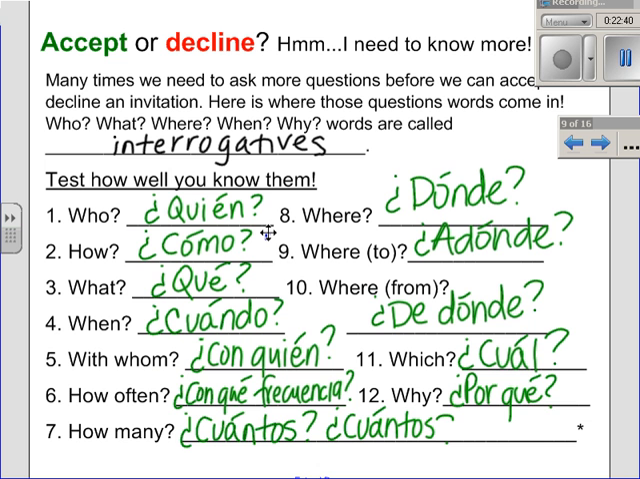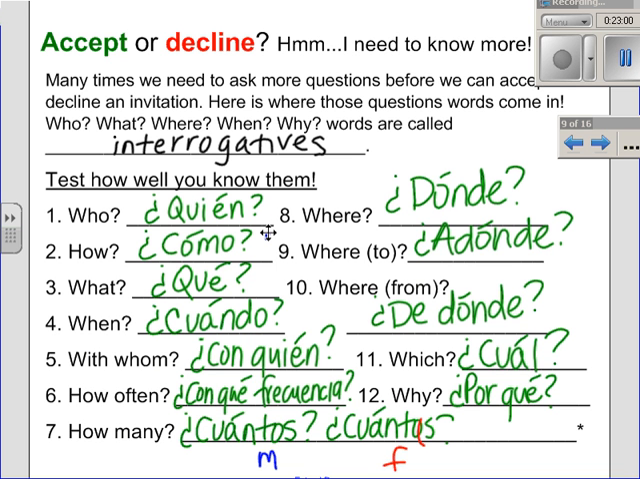We also have qué, cuándo, con quién, con qué frecuencia, dónde, adónde, de dónde, cuál, and por qué. The only one that has a masculine and a feminine version would be cuántos and cuántas. Otherwise, there are no genders associated with any of these question words.